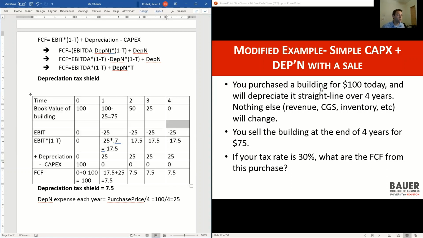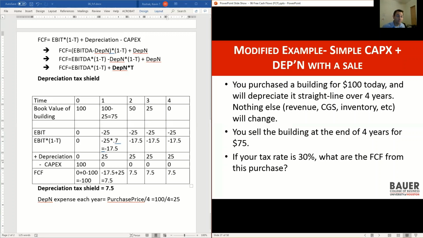Okay. So you purchased the building for 100, you depreciated it straight line for 4 years. Okay, so that's perfect. That's exactly what we did here. We got the book value of the building is depreciating over time to 0 at time 4. And nothing else is going on with your revenue. And then we're going to sell the building at time 4 for $75. We still have this tax rate of 30%.